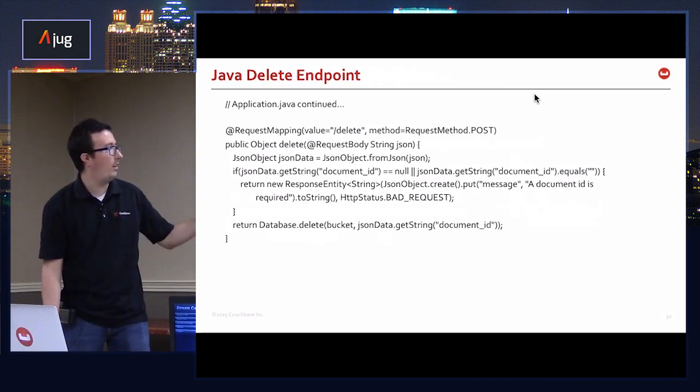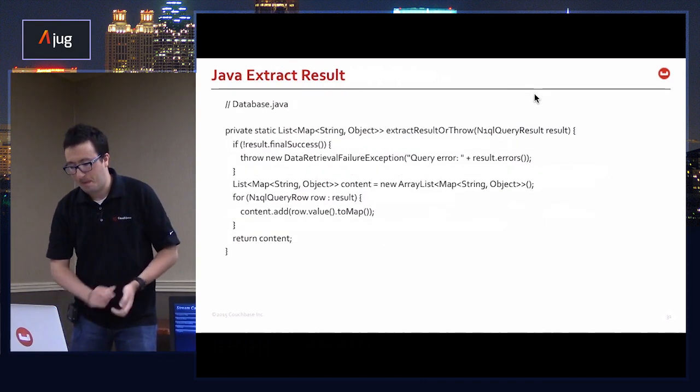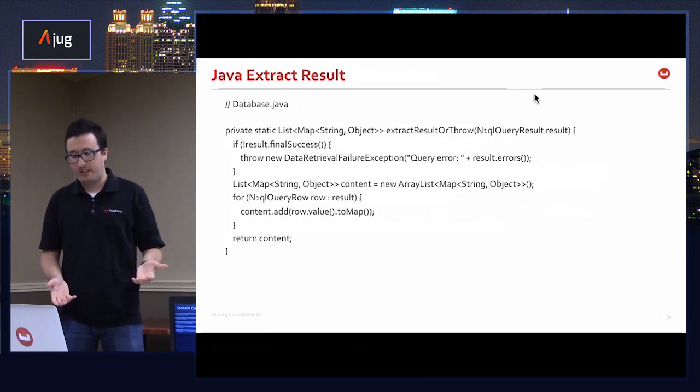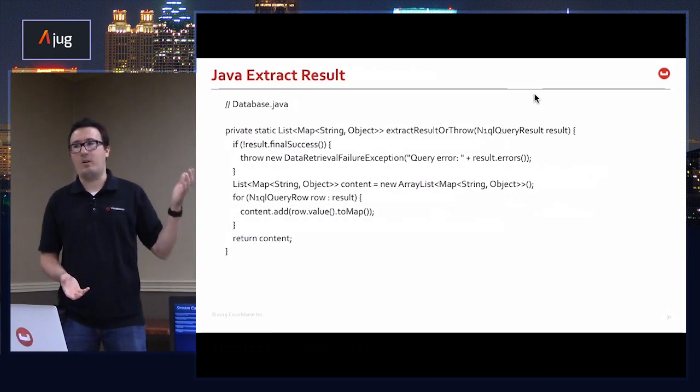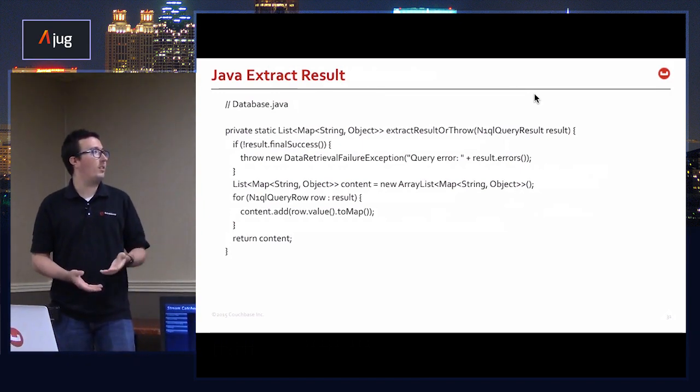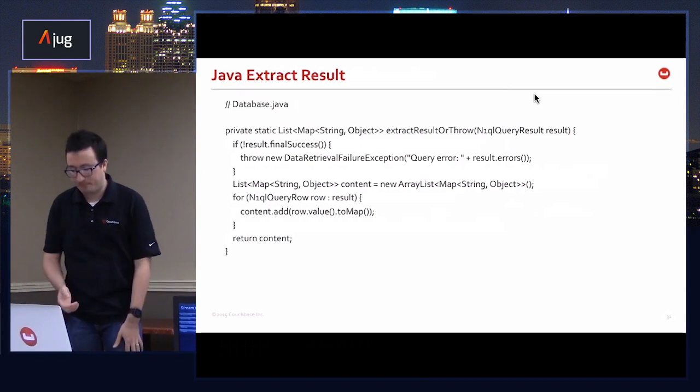So now we'll move on to this database class. But first, here's that extract result or throw. I told you about it previously. This is just a refresher that all it's doing is taking those results and converting them into a list of maps.